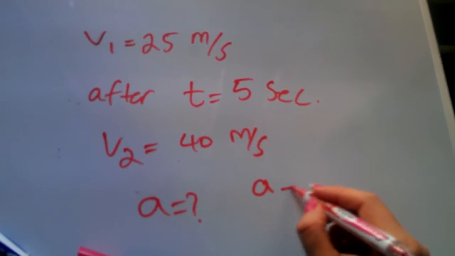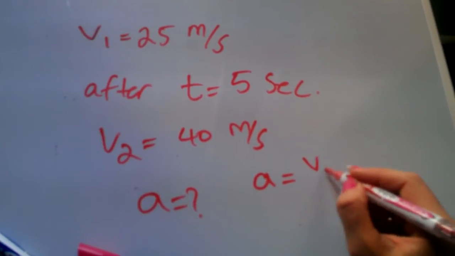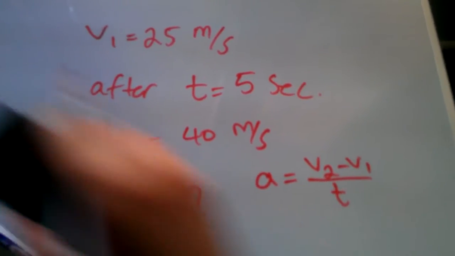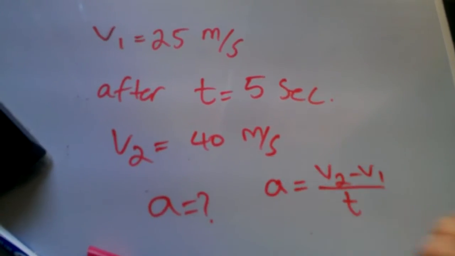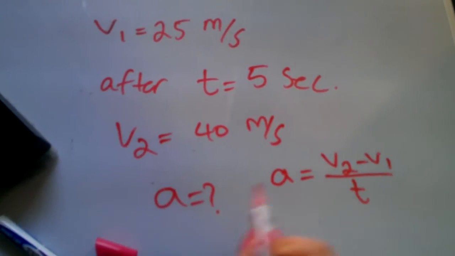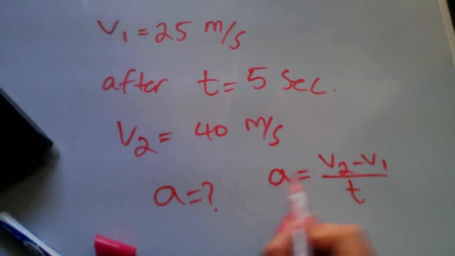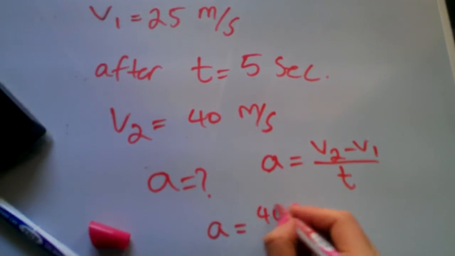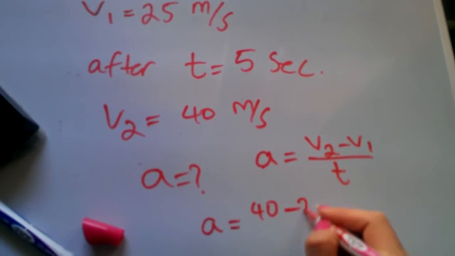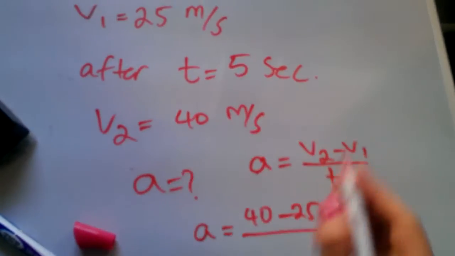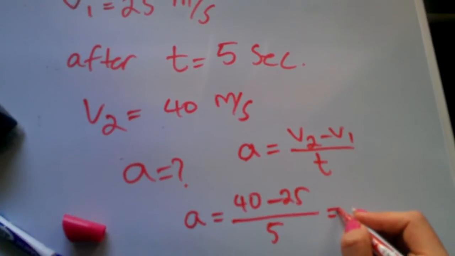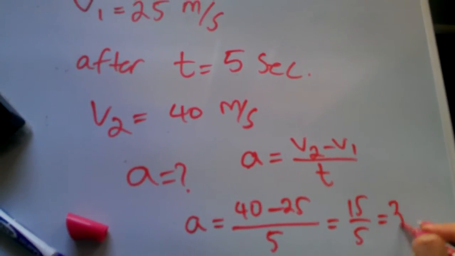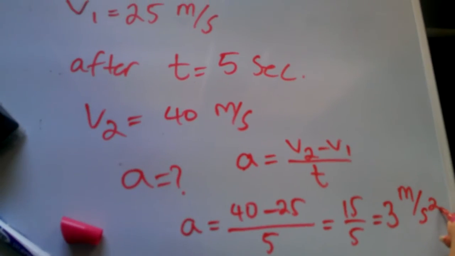In order to solve for the acceleration in this problem, we need to write out the formula for acceleration, v2 minus v1 over the time, and plug in the numbers and solve for the unknown. Here, acceleration is what we are solving for. So let's just go ahead. A equals v2, 40, minus v1, which is 25, over the time, which is 5 seconds. That gives me 15 over 5, which gives me 3 meters per second squared.